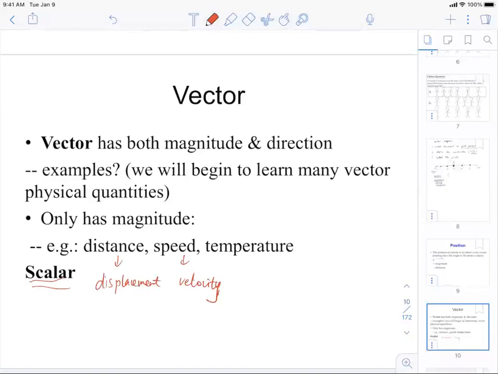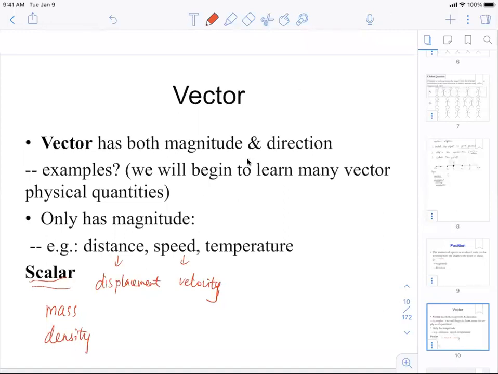Mass? Mass, yeah. Just 2 kilograms. It doesn't matter in what direction it is. It doesn't even make sense to talk about directions. Very good. Any other examples? Density? Yes, density. Very good. Anything else?